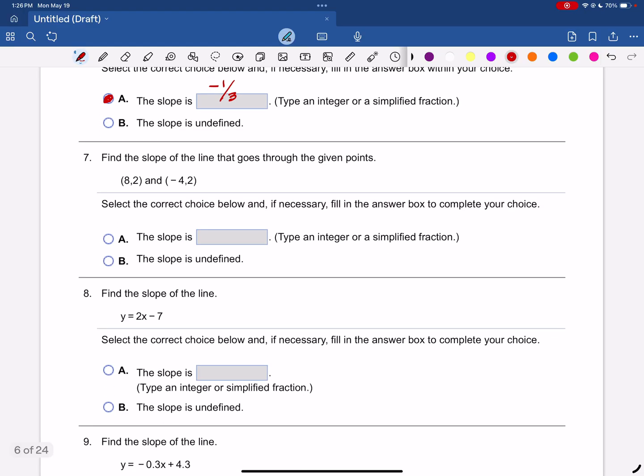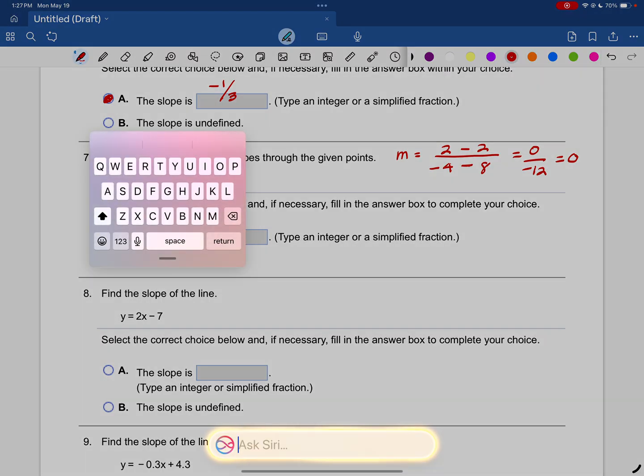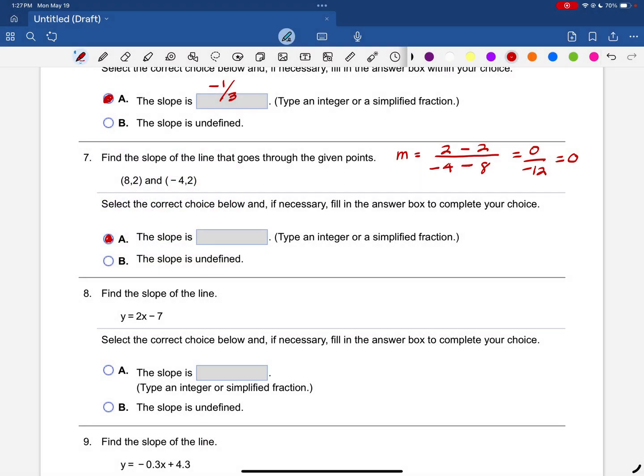Example 7. Find the slope of the line through these points. So my slope formula again, minus on top, minus on bottom, 2 minus 2 over negative 4 minus 8. That's going to be 0 over negative 12, and that's a 0. The 0 in the numerator, when you divide, ends up being 0. It's in the denominator when it's undefined. So here, our slope is 0.